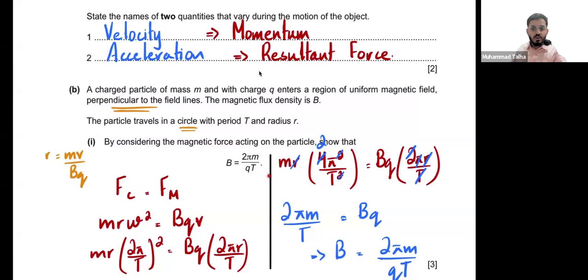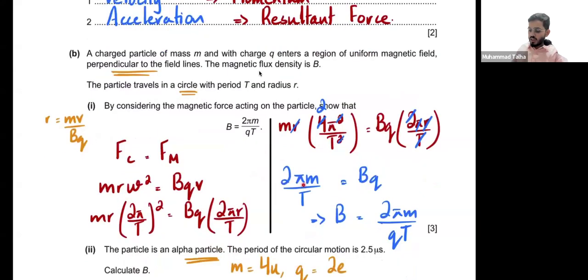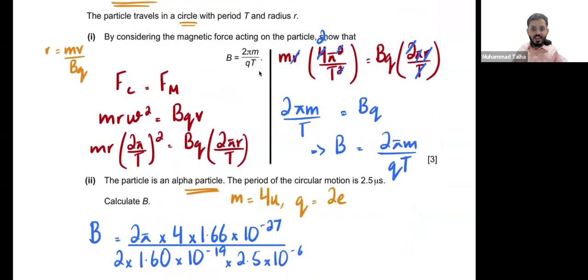This is what was different, what you had to identify as the need of this question, and then you had to do this. So when you expand the brackets, this becomes m r 4 pi squared over T squared, and Bq times 2 pi r over T. Then some cancellation happens, r's cancel out, some of the T's cancel out, some of the pi's cancel out, 2 and 4 cancel out partially. So you have 2 pi m over T equals Bq. Now it's really easy to see that B is 2 pi m over qT, right?